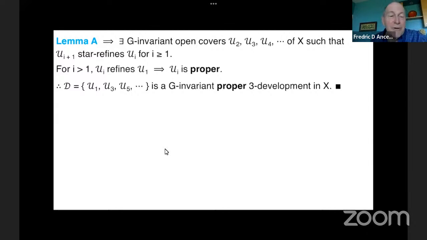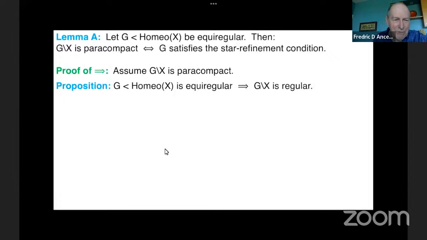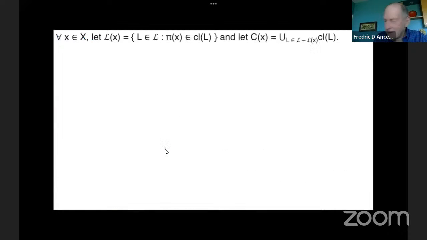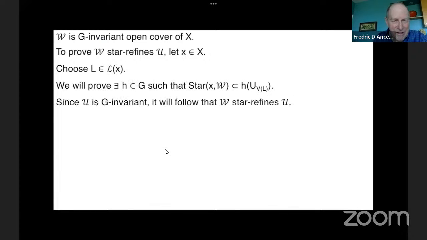Oh, let me say one thing though. Lemma A is the key here. Yeah, this is the key, that the orbit space being paracompact is equivalent to finding these G invariant star refinements. Once you can do that, everything else works as I've described. I sketched the proof, but I'm just going to go through it and get to the end of it, because I made a remark there.